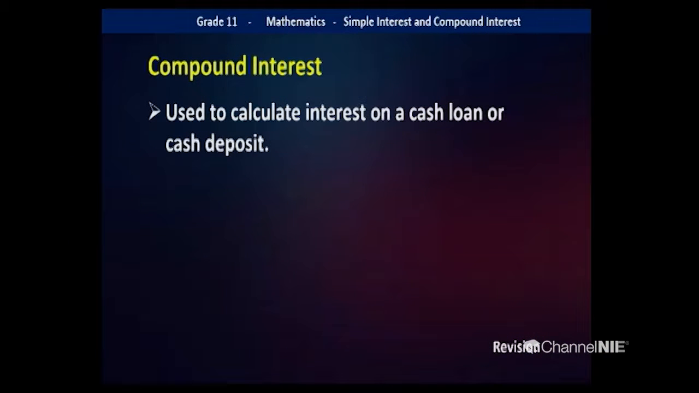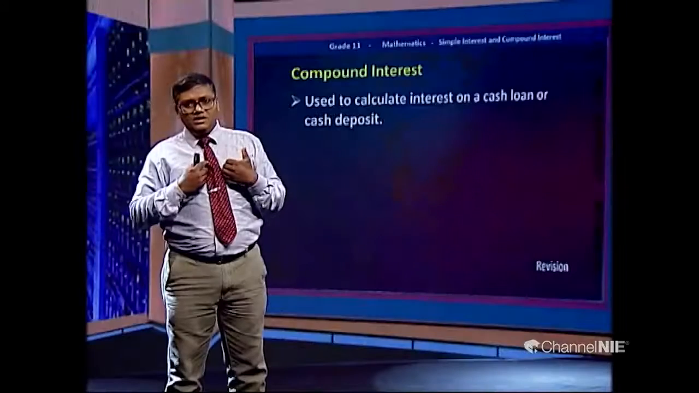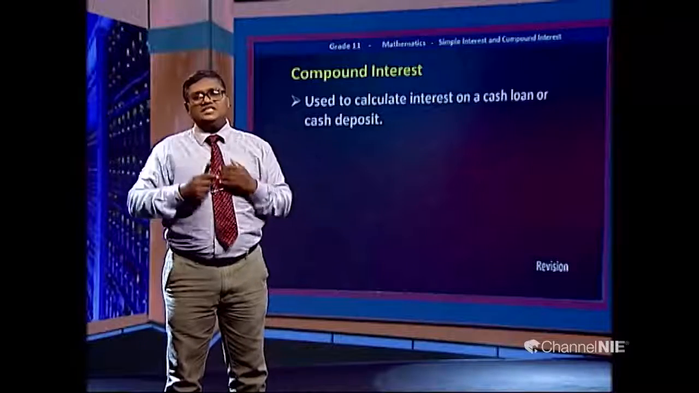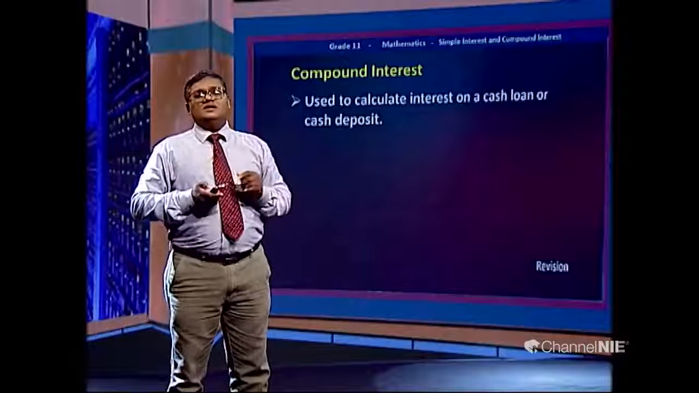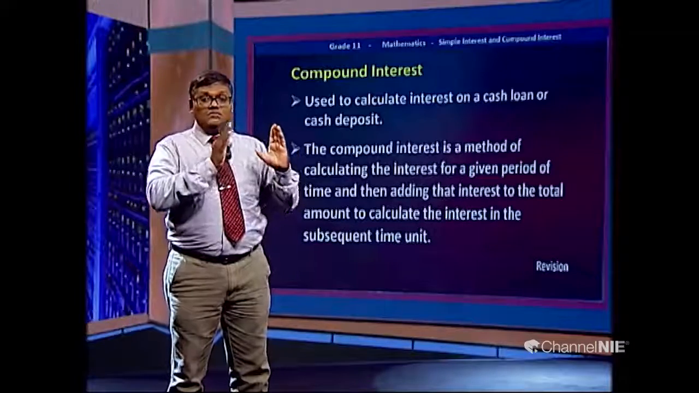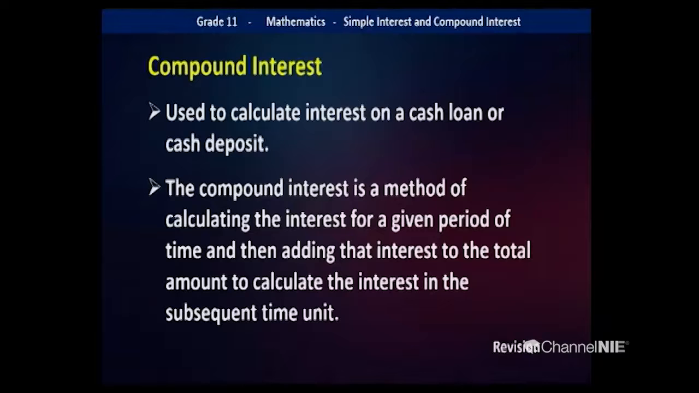It is used to calculate interest on a cash loan or cash deposit. Same story as simple interest. If you get a loan or if we deposit something, both ways we calculate the interest, that extra amount. Then the definition, the most important part you have to remember under compound interest, is the second one. Compound interest is a method of calculating the interest for a given period of time and then adding that interest to the total amount to calculate the interest in the subsequent time.